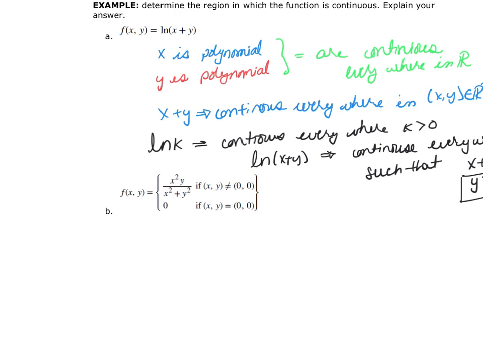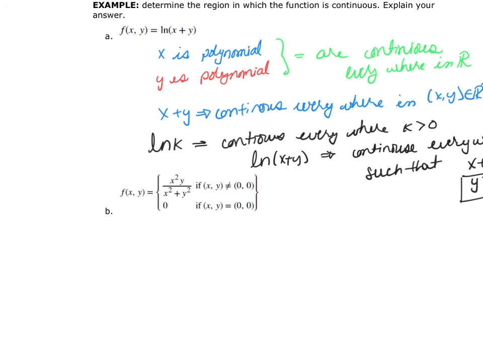As you think about how you're going to approach continuity, start with the smaller pieces like I did. First, I started with x. It's a polynomial. Y is a polynomial. They're continuous everywhere in R. X plus y is continuous everywhere in R2. The natural log of some number k is continuous everywhere k is greater than 0. So k happens to be x plus y. So the natural log of x plus y is going to be continuous everywhere x plus y is greater than 0. So in other words, everywhere y is greater than negative x.